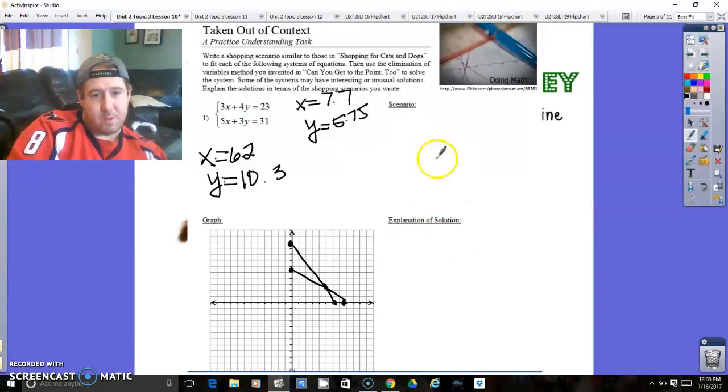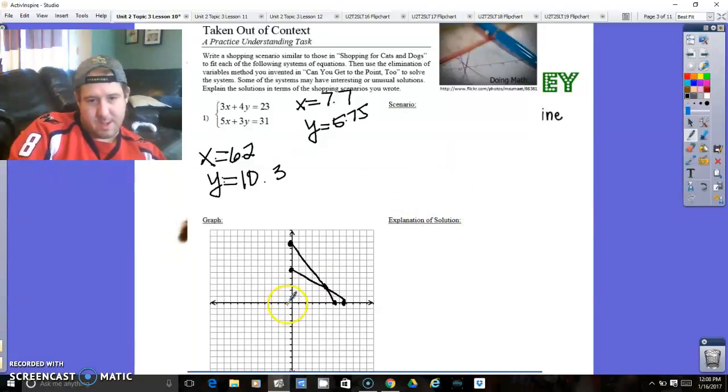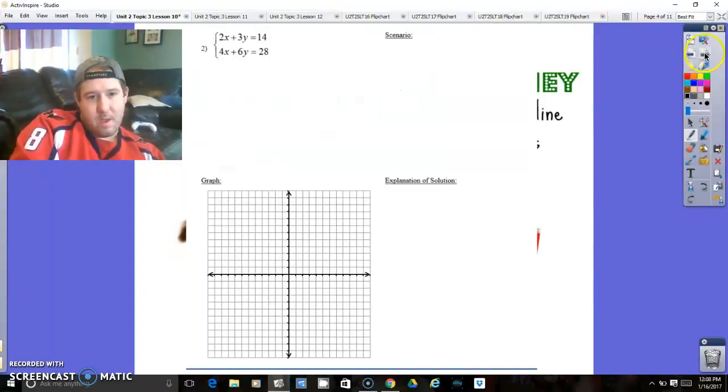So explanation of method, well, it depends on what scenario you came up with. If you were talking about dog food, then you would say the price of this would be this, the price of this would be this. It doesn't matter. Whatever your scenario was will determine what your explanation of your solution is. All right, so the same thing goes for all the other questions.